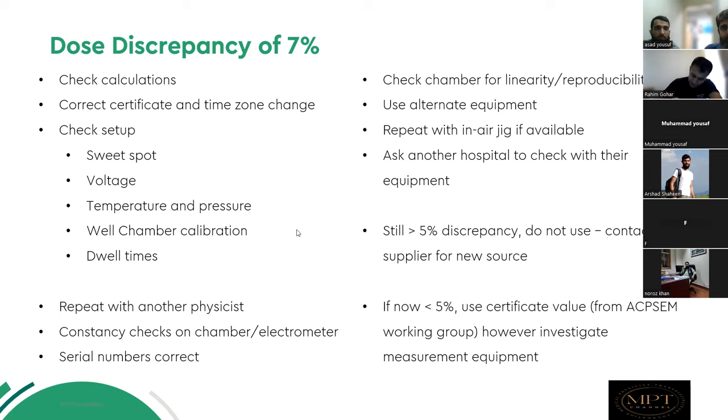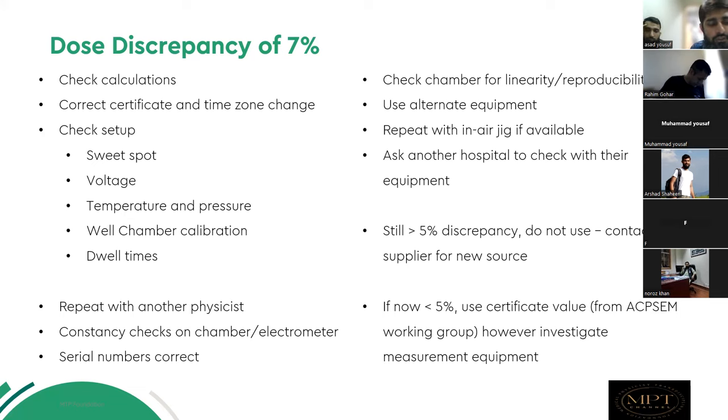But anyways, which value are you putting in your TPS? Are you using the one you are measuring, or the one which is given by your vendor through your certificate, using the decay chart? Which one are you putting, and why?